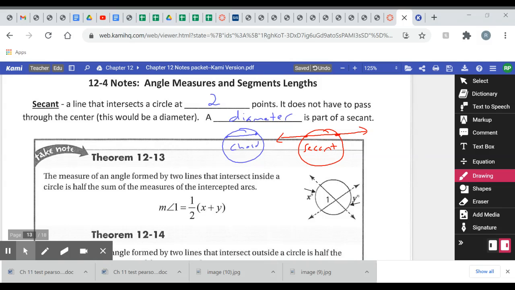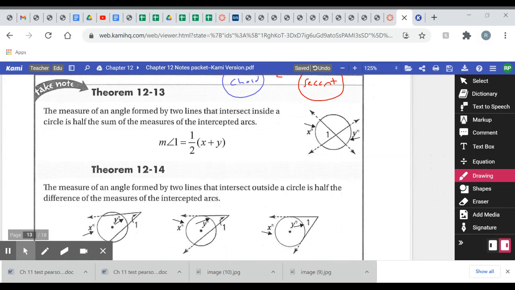All right, so in section 12, theorem 12.13, it says the measure of an angle formed by two lines that intersect inside a circle is half the sum of the measures of the intercepted arcs. So if we want to know what angle 1 is, if this point is not the center of the circle, it's not a central angle. So we cannot say that angle is equal to the arc. It's also not an inscribed angle where the vertex is on the circle, so we can't say it's half the arc. So that's where we'd have to use this formula.